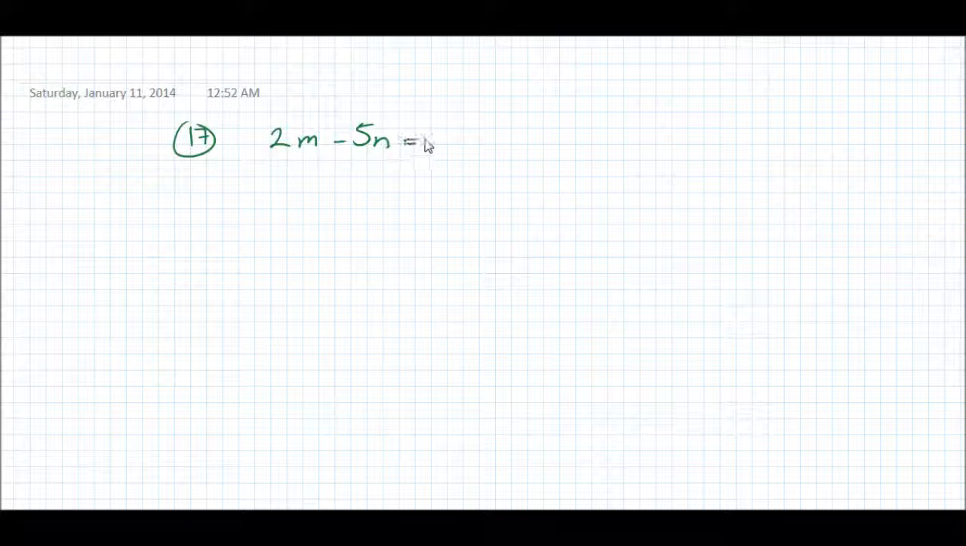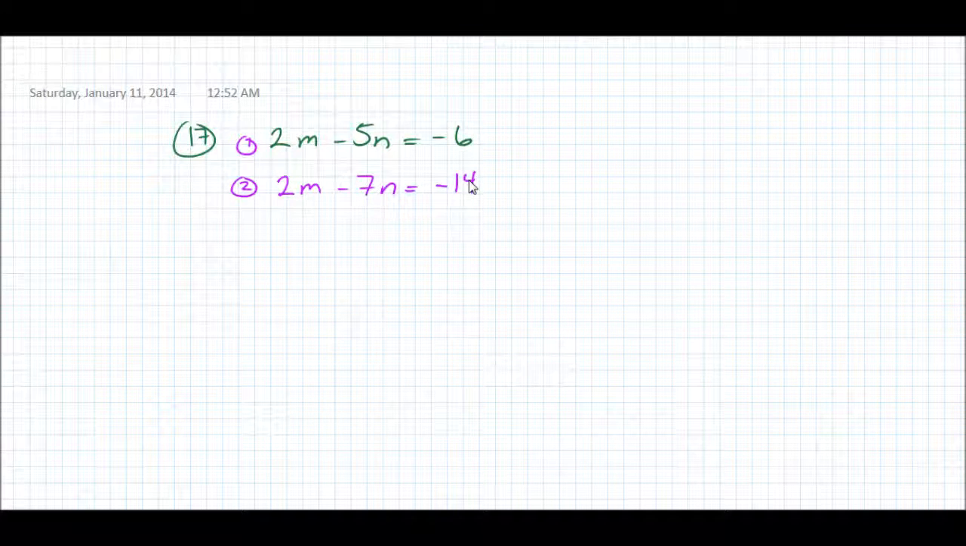Next problem, 17. 2m minus 5n equals negative 6. The second equation, we're going to go ahead and draw this up. The second equation is 2m minus 7n equals negative 14. Okay, we will flip the signs on the second one across the board.